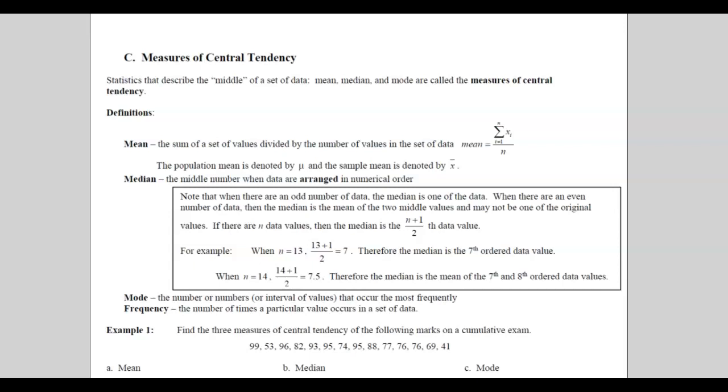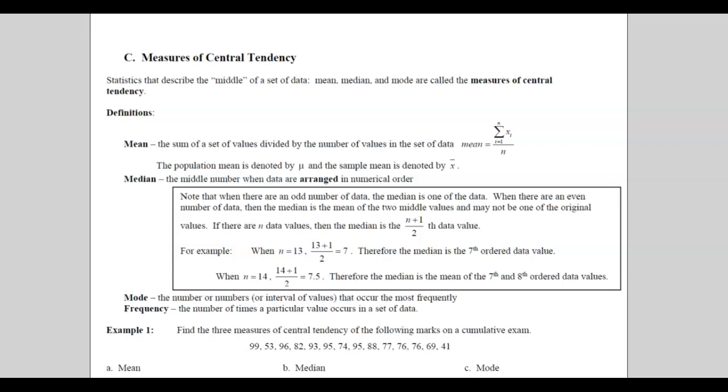Okay, so measures of central tendency, mean, median, and mode. Should have learned that back in junior high. Okay, mean is the average of all the values, so you add them up and divide by however many there are. Median is the middle value when they're arranged in order. Sometimes students forget to arrange them in order. And then mode is the most frequently occurring value.